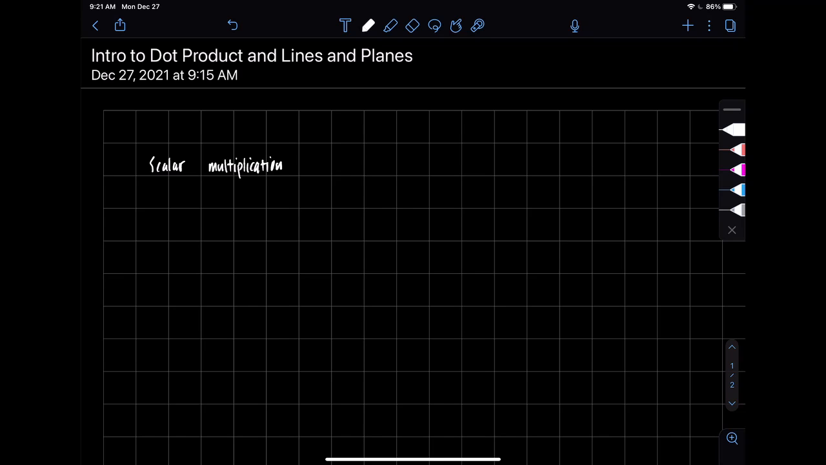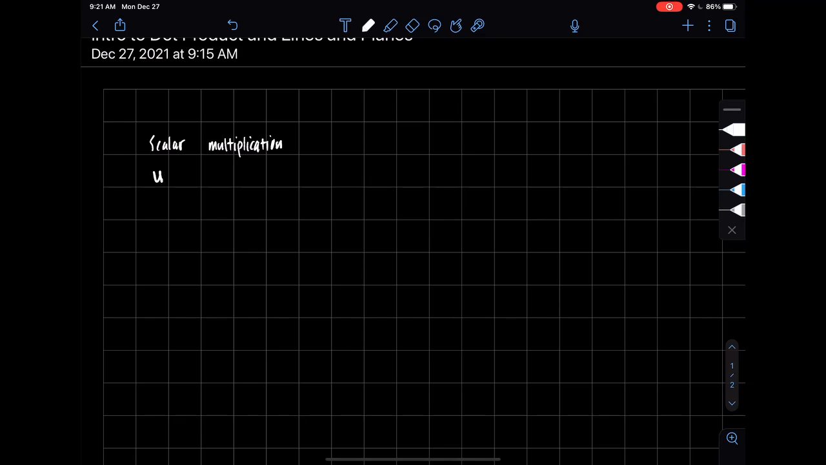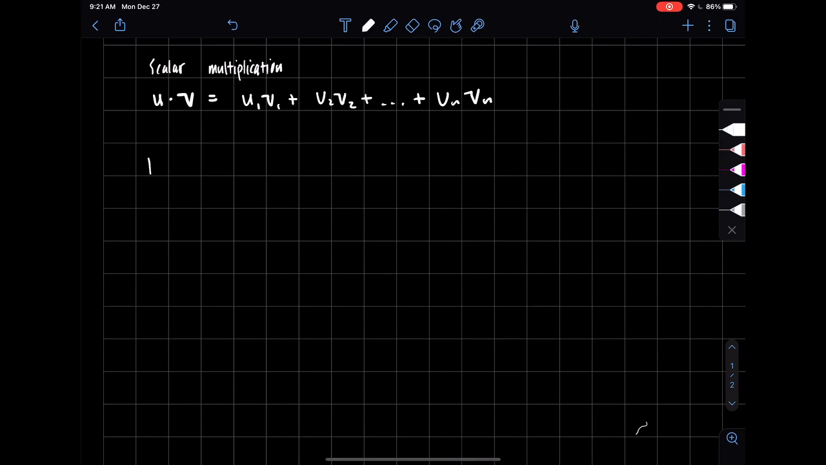So today we'll start with scalar multiplication, which we call the dot product. Essentially, given two vectors, we iterate through both of them, multiply each of the corresponding entries, and then add them together, like so.